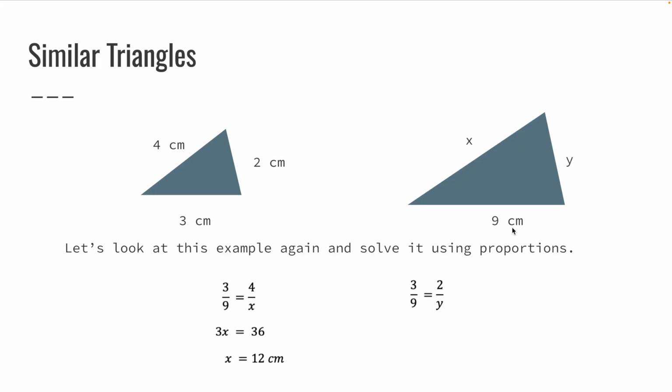Again, I'm going to use 3 and 9. Even though I now know 4 and 12, I'm going to use the original numbers I was given just in case I happen to have made a mistake here. So 3 over 9 is going to be the same as 2 over y. Cross multiply, and I get 3y equals 18. And then I'm going to divide by 3, and I get 6 centimeters. And if we look, 3 to get to 9 is times 3, so this triangle is 3 times bigger. 4 times 3 is 12, 2 times 3 is 6, so it does work out.